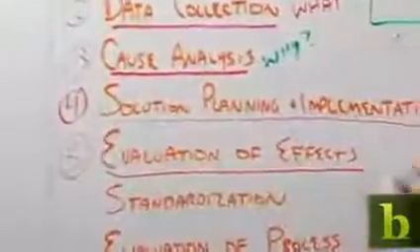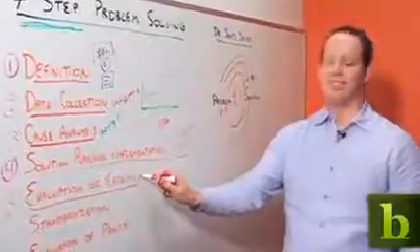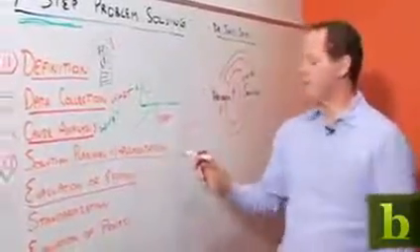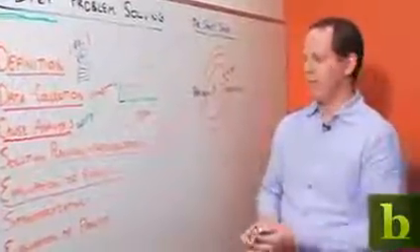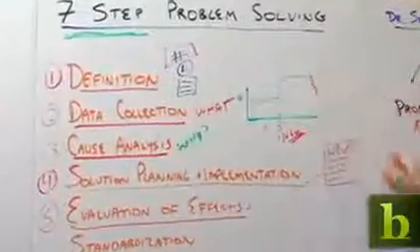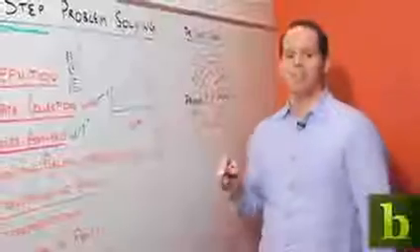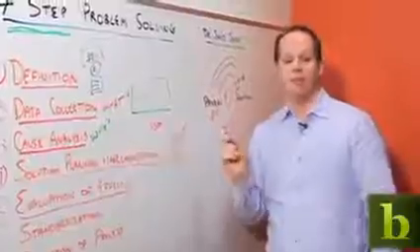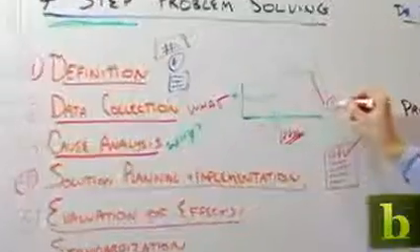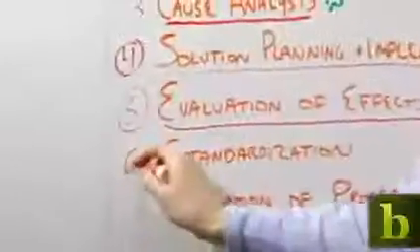Step 5 is evaluation of effects. The question here is, did it work? So maybe we do our new product checklist for a few months, and then we go back to the data, and we look at it again, and we say, did it go down? If it didn't, if the calls went up again, back to the drawing board. But if we got the result we wanted, if our solution worked, we're still not done. Then we move to step 6.